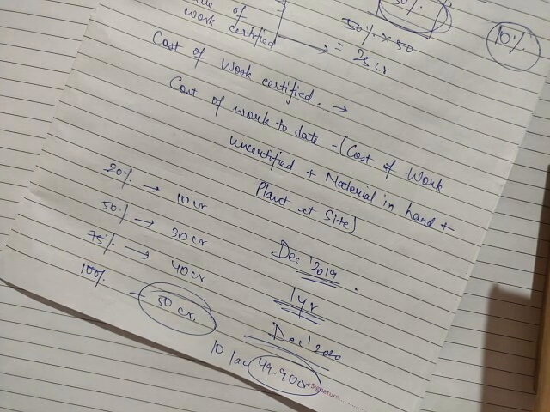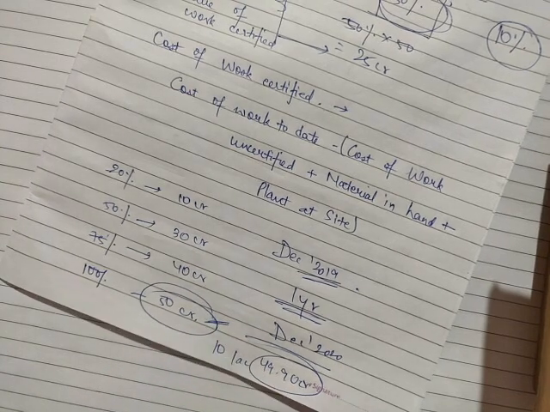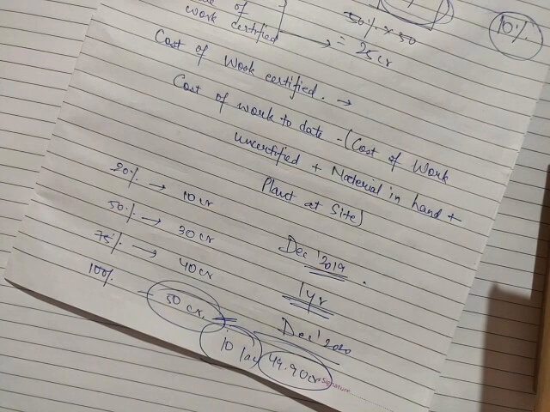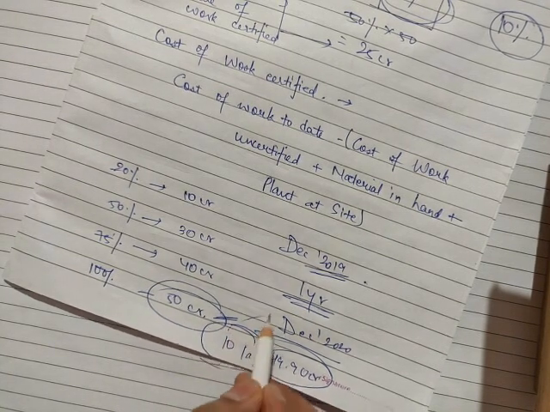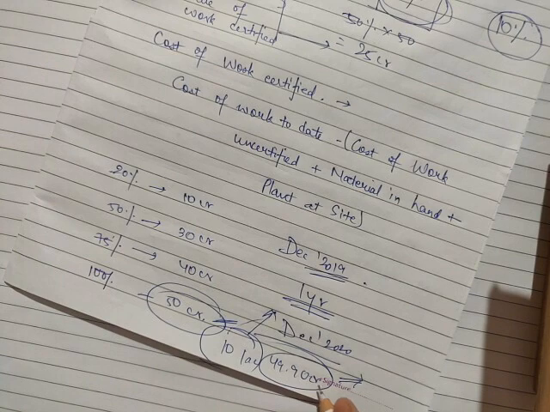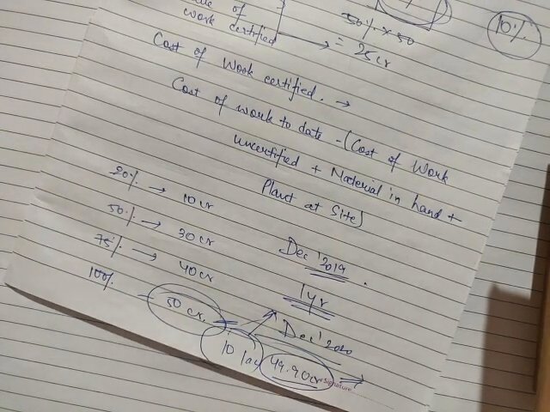So suppose, in this case, 50 crores was the total rate of the contract, and 10 lakhs the contractee did not pay due to delay in delivery of the contract. So the contractor finally received only 49.9 crore rupees. This is the cash received amount.